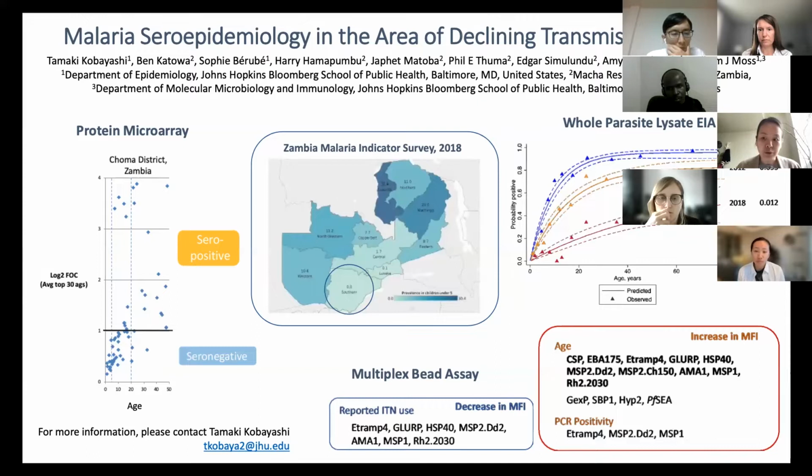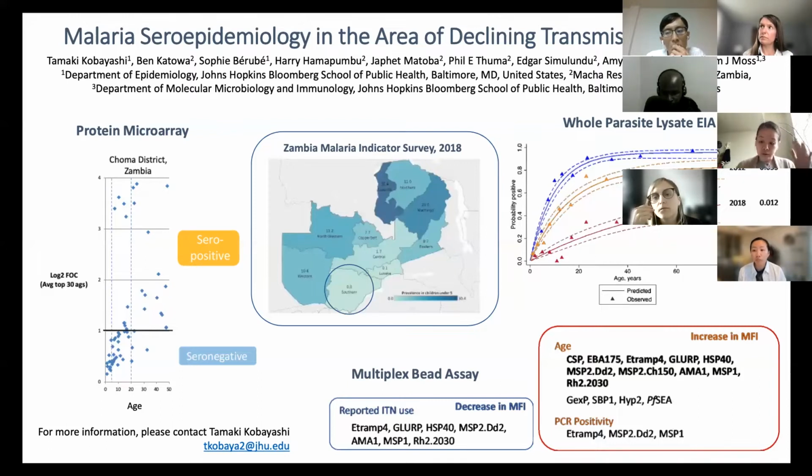So for those individuals who were born in this area after 2010, because the samples were collected in 2015, they really had very little exposure to malaria parasite. And what does that mean to the community? Now I want to shift your focus to the upper right, whole parasite lysate EIA. This is our in-house tool to look at the age-specific malaria seroepidemiology, and the specific IgG level to malaria parasite declined from 2009 to 2018.